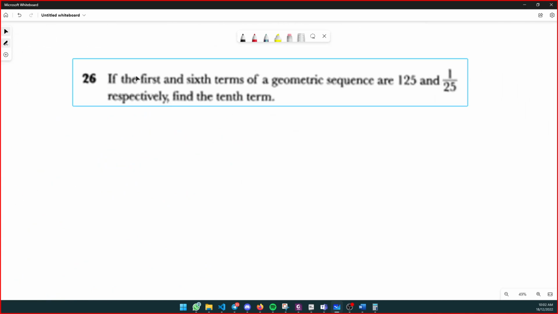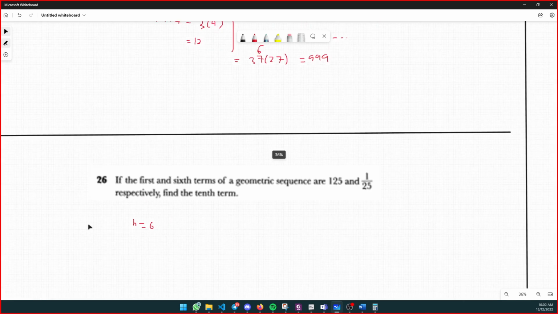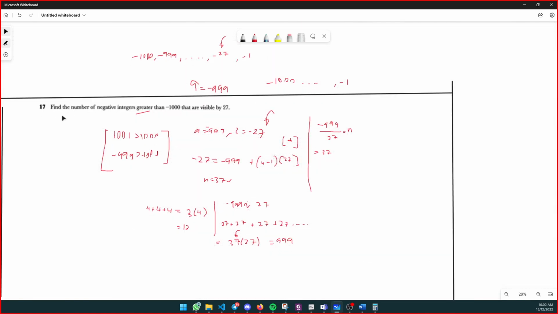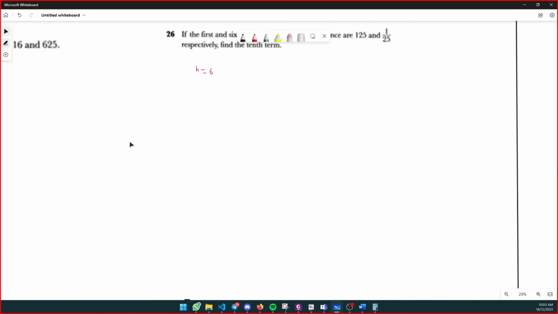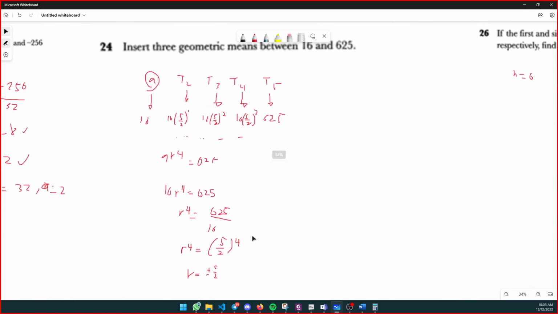Okay, so let's go back to here. So how do we solve it? Okay, first and sixth terms. So n equals 6. Can you scroll up for a while again? I want to ask something. Scroll up here. Sorry, no, some more down. The mean geometric. Okay, sure.